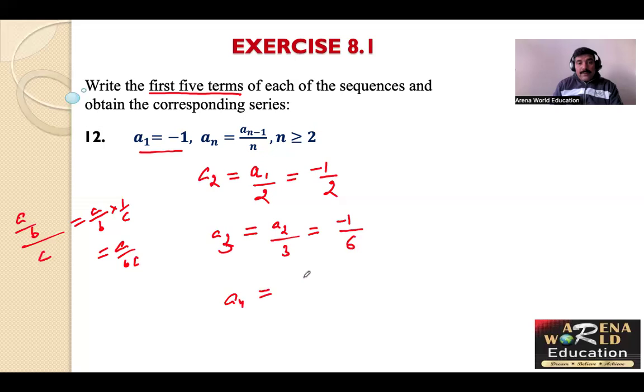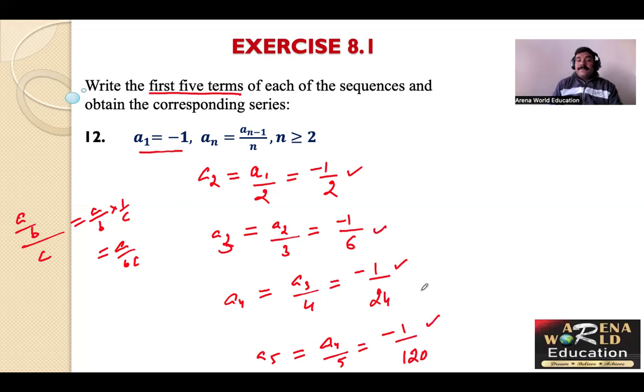So now A4, yes, A4 will be A3 divided by 4. So A3 is already there. So this will be minus 1 upon 6 4s are 24. And A5 will be A4 divided by 5, and A4 is minus 1 upon 24. So minus 1 upon 24 into 5. So this will be minus 1 upon 120, right? So the terms are minus 1 is already given, minus 1 by 2, minus 1 by 6, yes, minus 1 by 24 and minus 1 by 120.